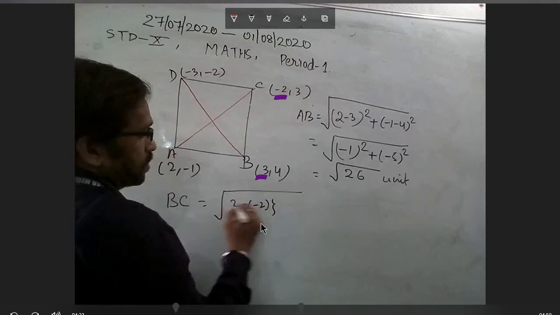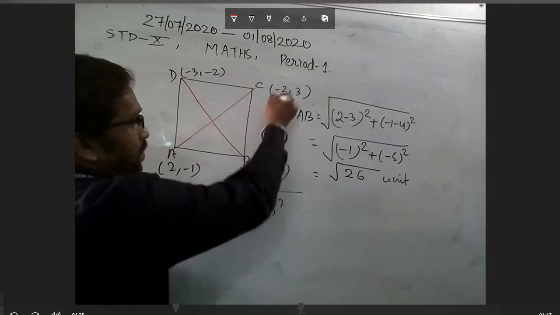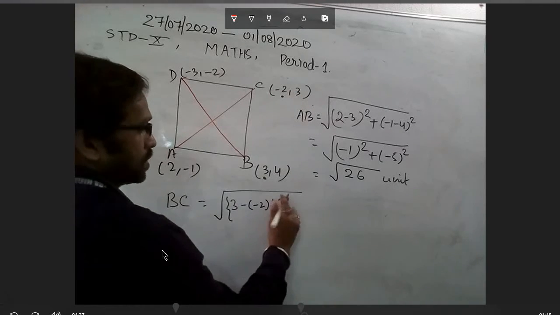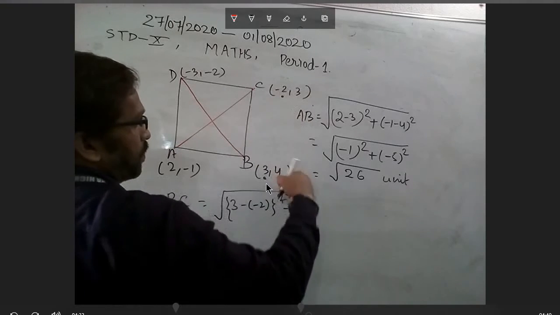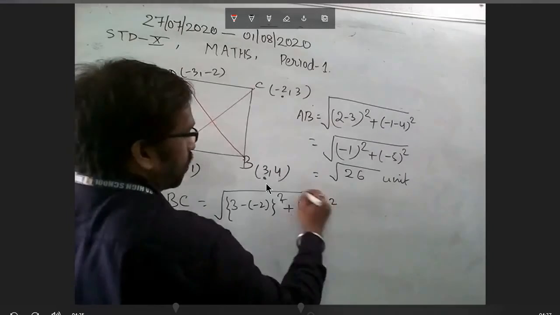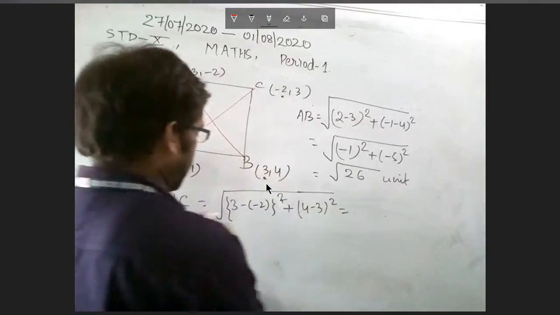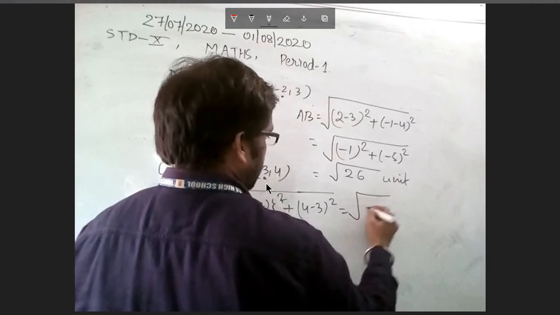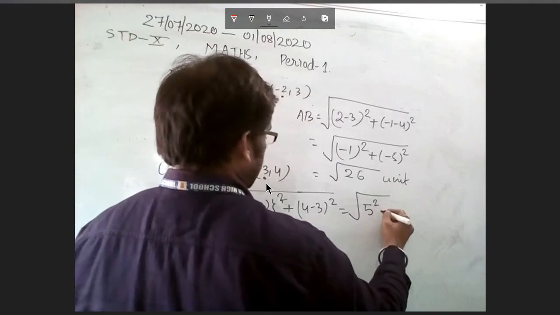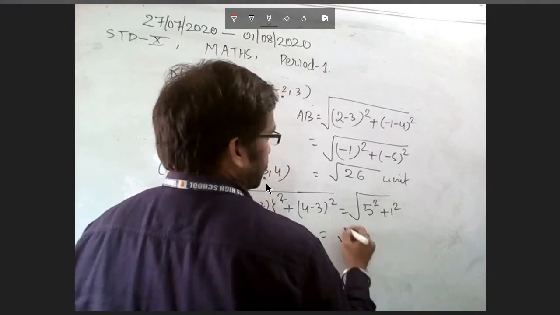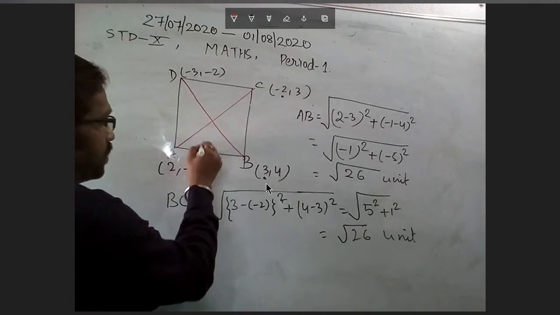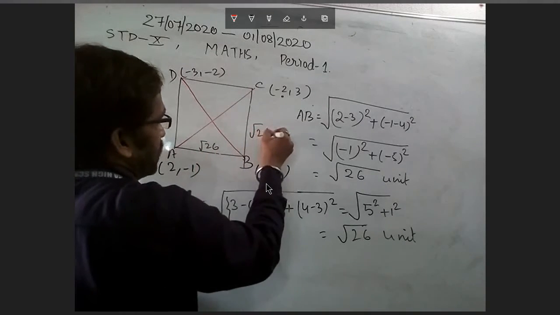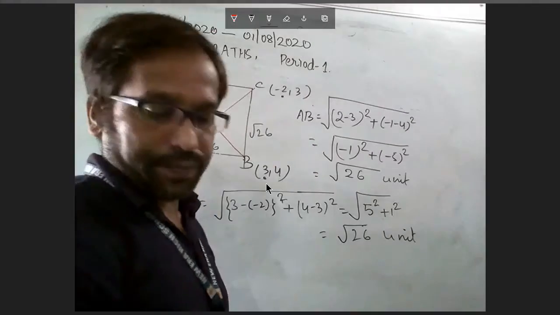So first they will be subtracted. See, I subtracted 3 and minus 2. After that, these y coordinates, 3 and 4, will be subtracted and the squares will be added also. So we are going to use our same distance formula. This will also give me 5 square plus 1 square, that is equal to root 26. Two sides have come out equal. We have to prove all four sides are equal, so one by one we are just going to solve that.